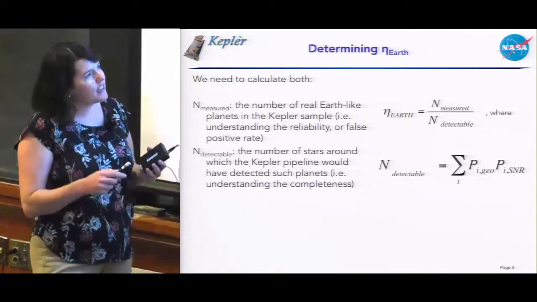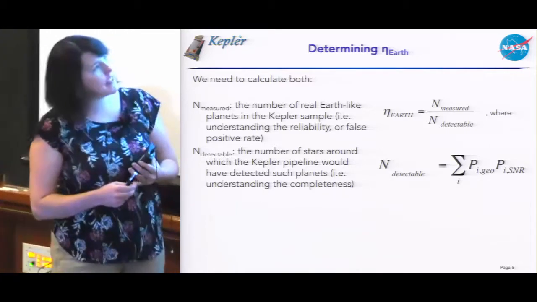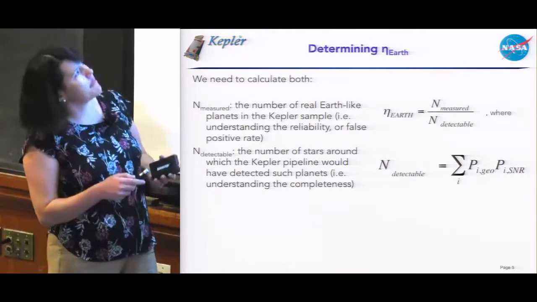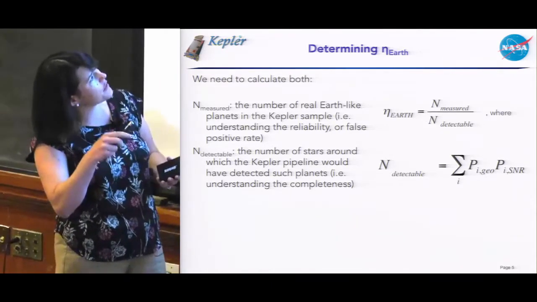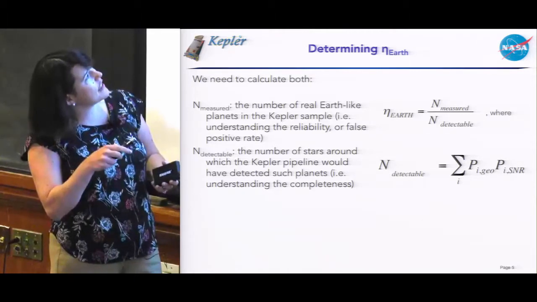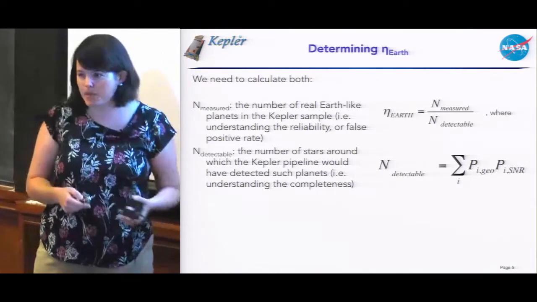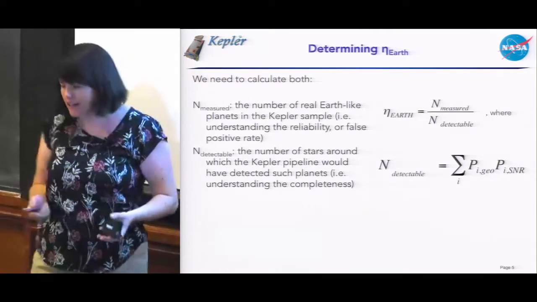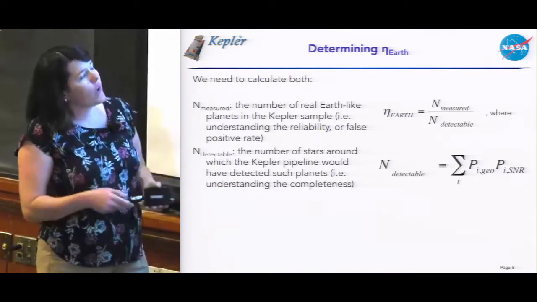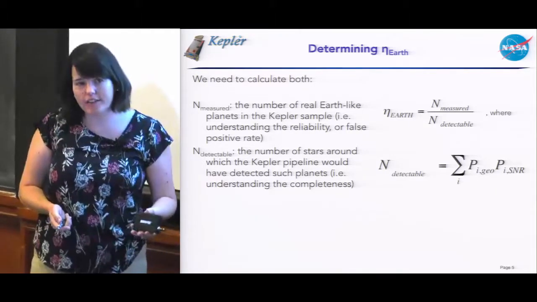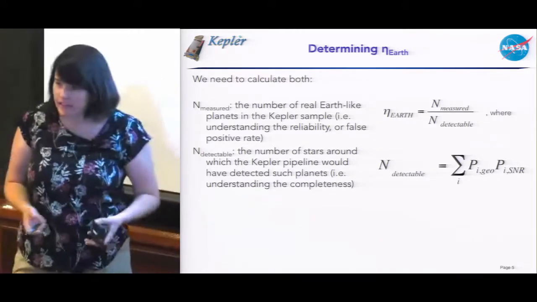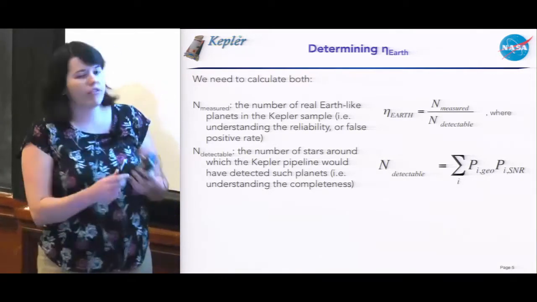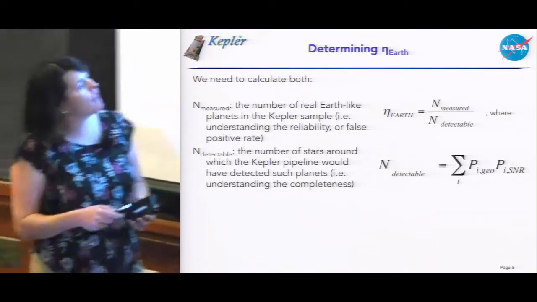Okay, so again, I can kind of gloss over this a little bit because Courtney talked through it yesterday. But to calculate the occurrence rate of planets like the Earth, you need to know how many real Earth-like planets there were in your sample, which is really understanding the reliability of your catalogue. Like how many false positives did you have in there? How many things did you call planets that aren't really planets? They're binaries or they're just glitches in the data. Secondly, you need to know how many stars would you have found that planet around? And this is understanding the completeness. You want to understand the false negative rate. How many times should you have found a planet that you didn't find it? So you can find this limit between what's detectable and what's not.